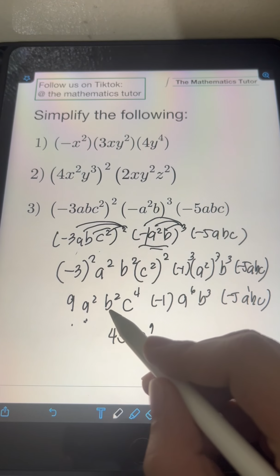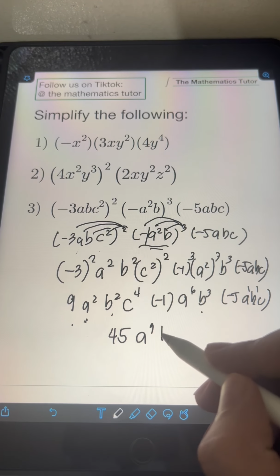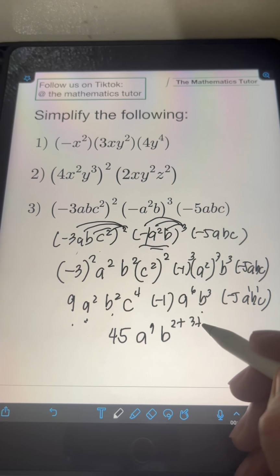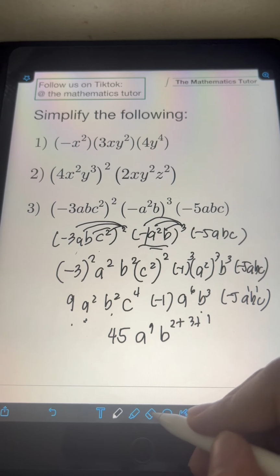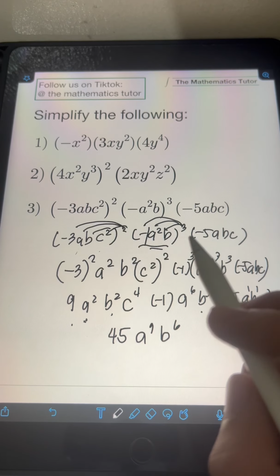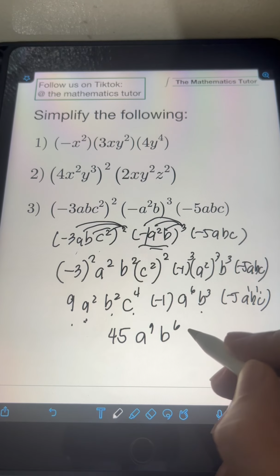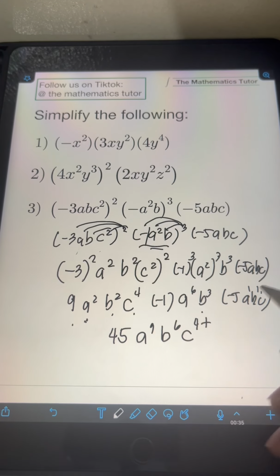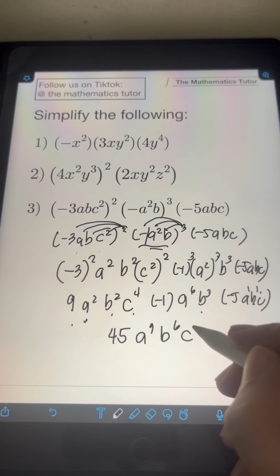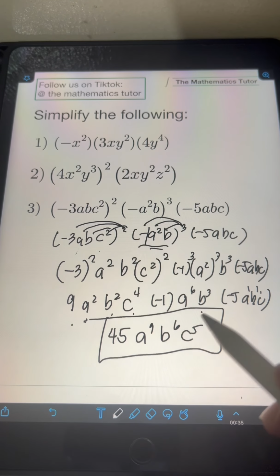Then for the b, we can multiply b squared times b cubed times b to the 1st. Applying the law of exponent, copy the same base b and add the exponents 2 plus 3 plus 1, which is 6. So we have b to the 6th. Finally, for the factor c, we can multiply c to the 4th times c to the 1st. Copy the same base c and add the exponents 4 plus 1, so we have c raised to the 5th power. Therefore, this is the final answer: 45 a to the 9th, b to the 6th, c to the 5th.